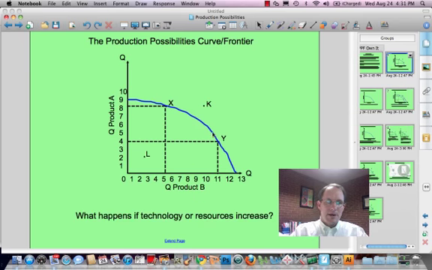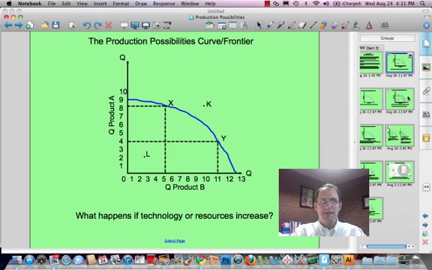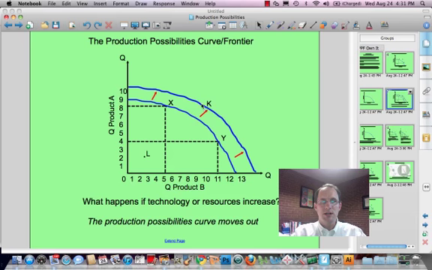Now, we've talked about production along this line and the fact that any combination thereof is an efficient use of the given resources or technology in an economy. What happens if the state of technology, like a chip getting faster or a new kind of construction equipment being invented, increases? What happens if resources increase, like finding new minerals? Well, the entire production possibilities curve shifts out. And in this case, you can see here that unlike prior, where K was not possible, it's now possible because additional resources or technology have made that happen.